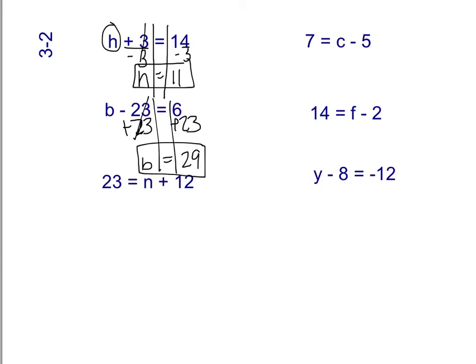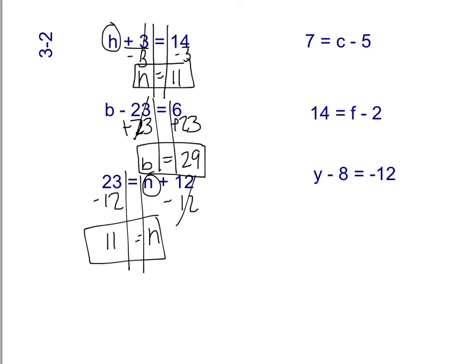23 equals n plus 12. The opposite of plus 12 is minus 12. So I'm going to do that to both sides. On this side I get 11. On the other side I have n left because those cancel. Remember that you can plug these things in. For example, 11 going here plus 12 equals 23.